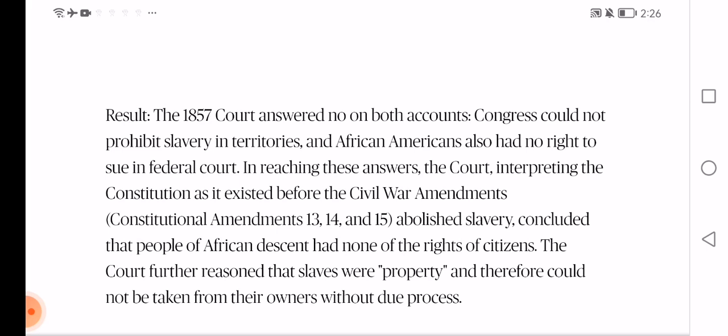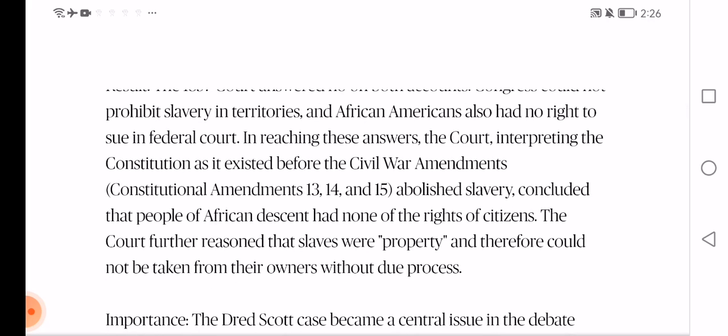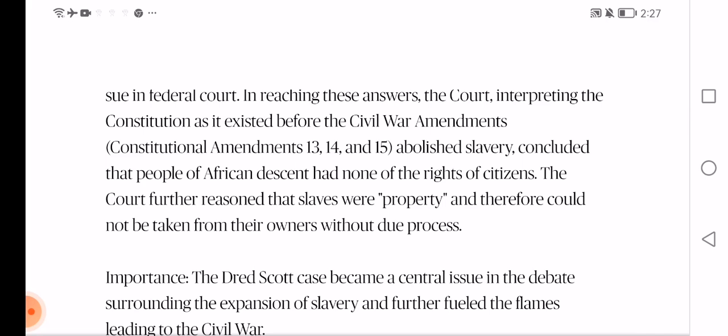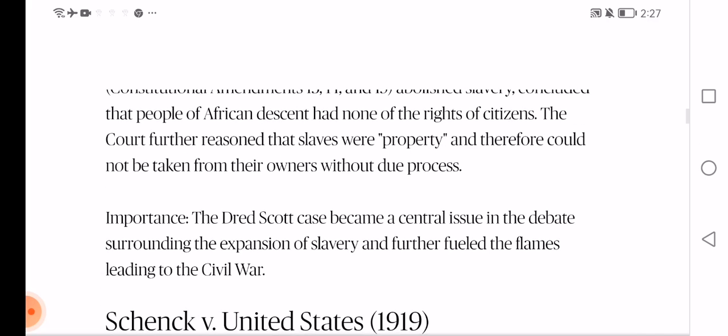In reaching these answers, the court interpreted the Constitution as it existed before the Civil War amendments. Under the Constitution, the people of African descent had no right of citizenship. The court further responded that slaves were property and therefore could not be taken from their owner without due process.